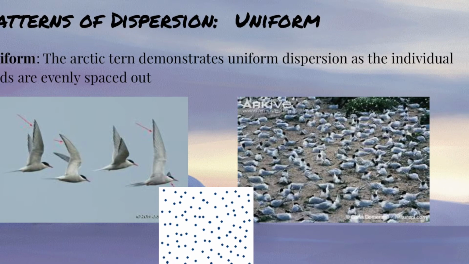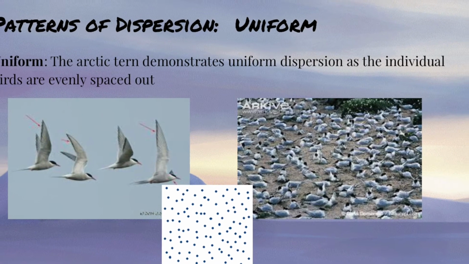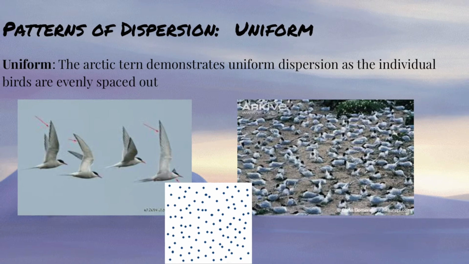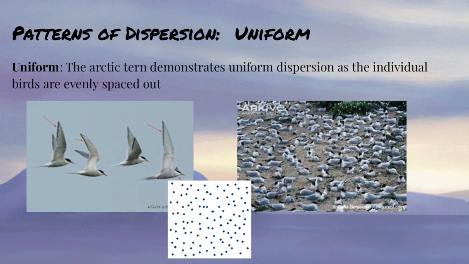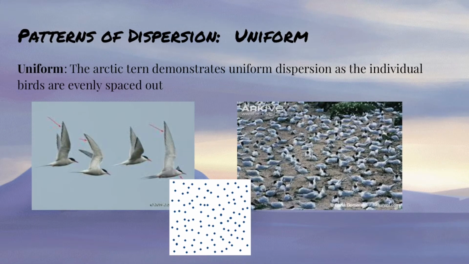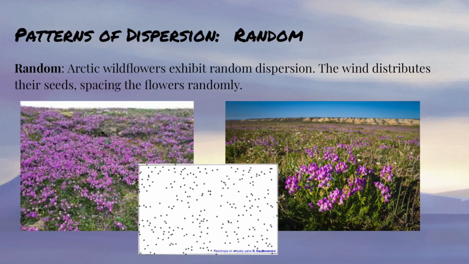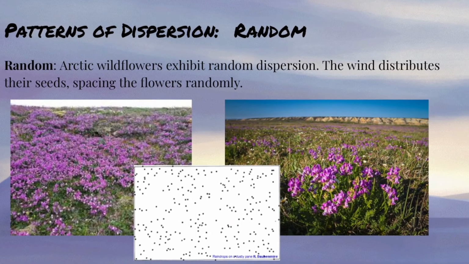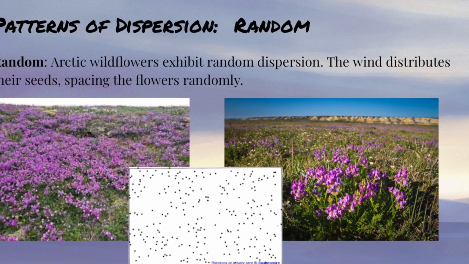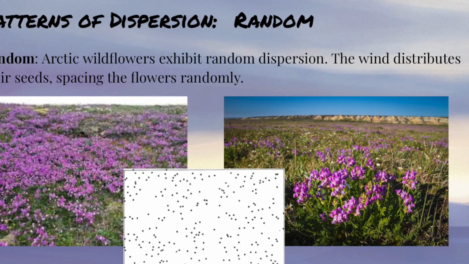The first pattern of dispersion is uniform. In the tundra, the Arctic tern demonstrates uniform dispersion as the individual birds are evenly spaced out. An example of random dispersion in the tundra would be Arctic wildflowers. The wind distributes their seeds, spacing the flowers randomly.